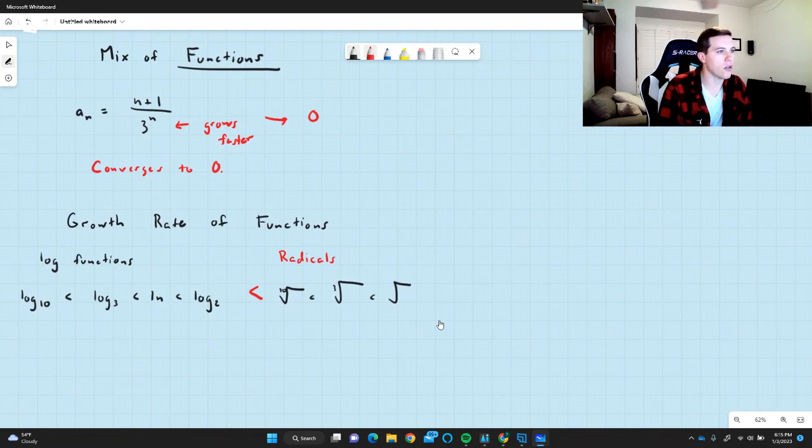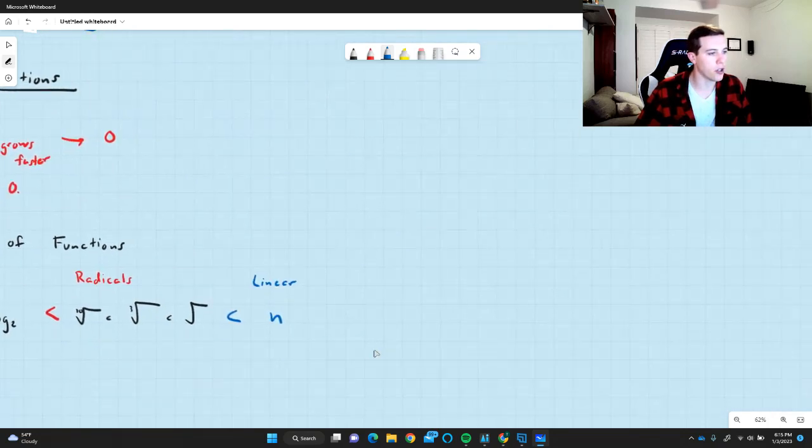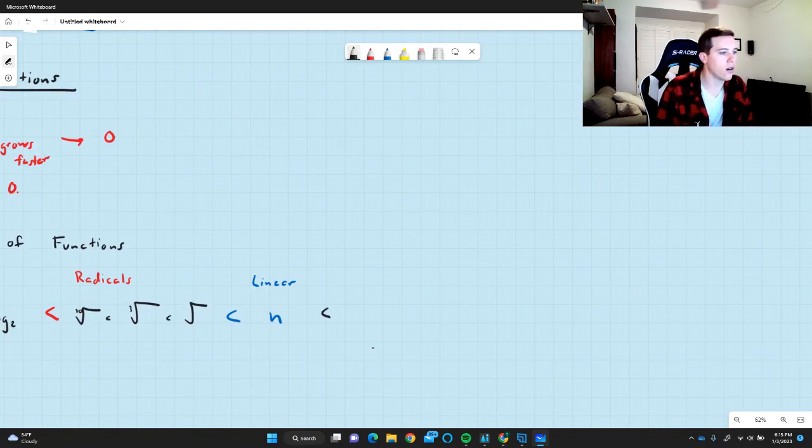After radicals, then we get to our linears, which is just x or n. And then any number in front, 2n, 3n, 5n, 10n. Linear is the next quickest growing function. After linear, we get into our polynomial. And that would be something like n squared, n cubed. The bigger the power, the faster growing it is. So n to the 7th, n to the 15th. So the bigger the power, the faster growing.